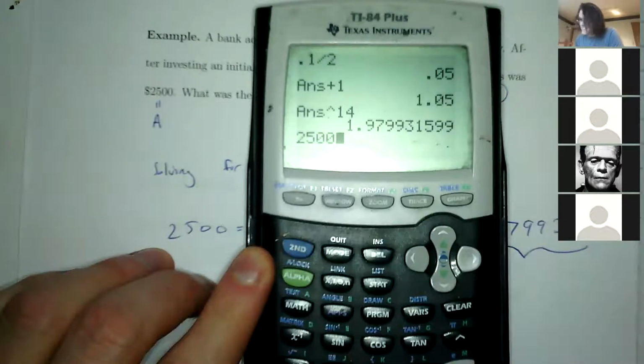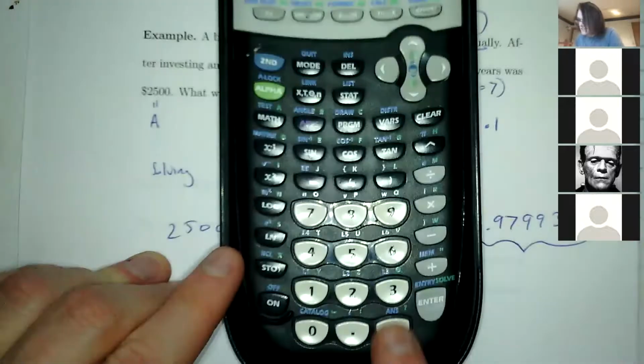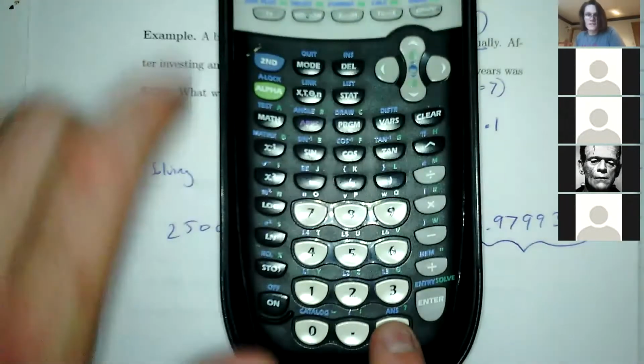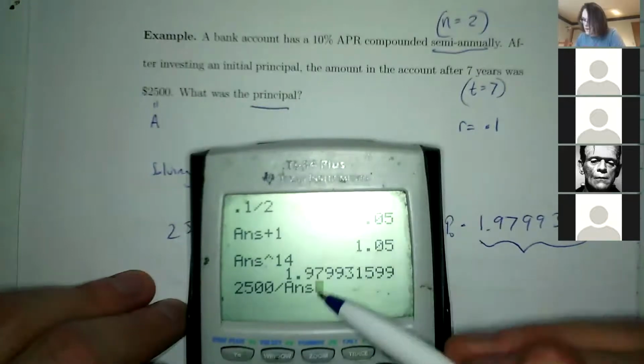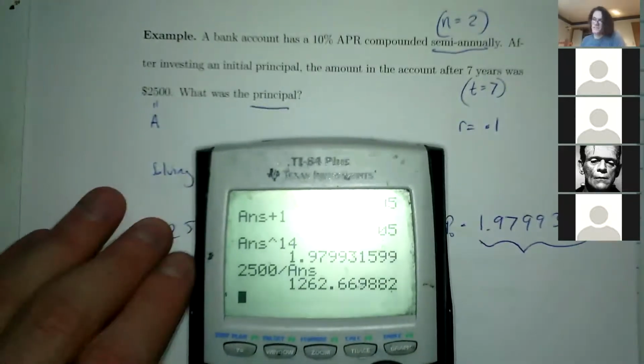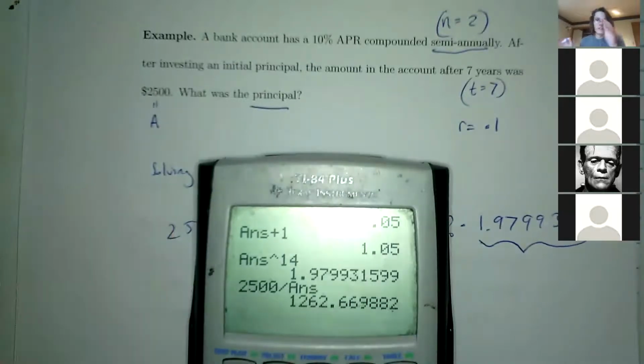So you'll do 2,500 divided by, and then down here it says answer above in the blue, so you do second answer. And it will use whatever you got previously for answer. And so it's about 1,262, right? Again, you could have retyped it, but if you have one of these calculators, it does do some things for you. Right, so again, that was second and then the negative sign. Just look for A and S in blue.